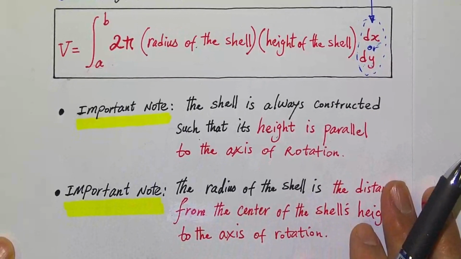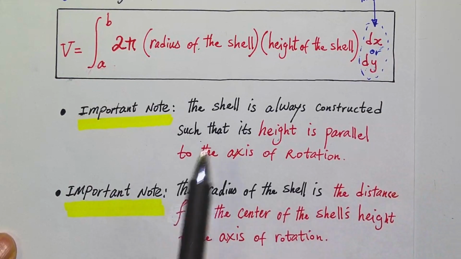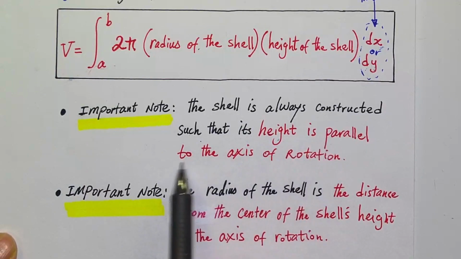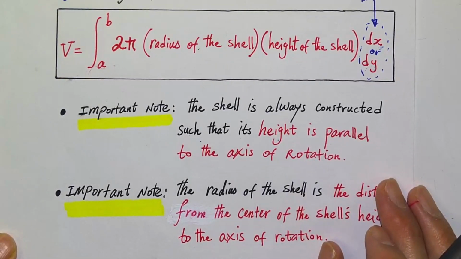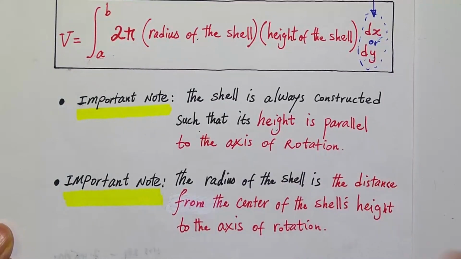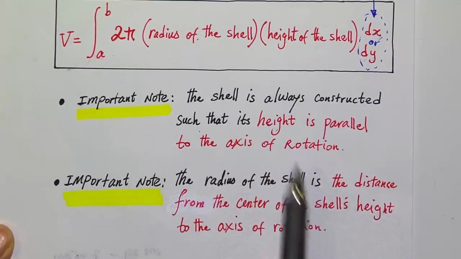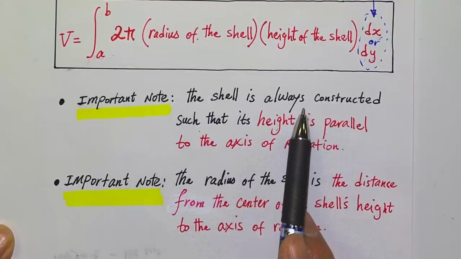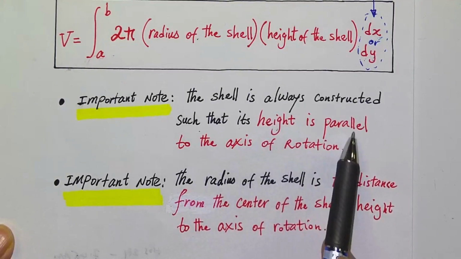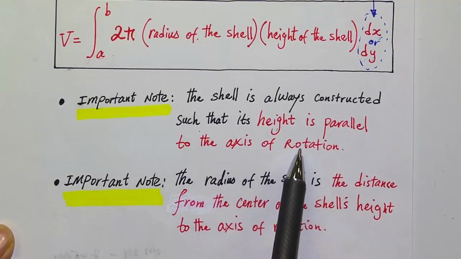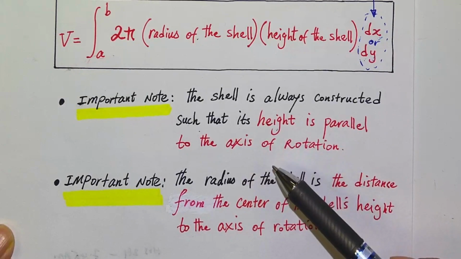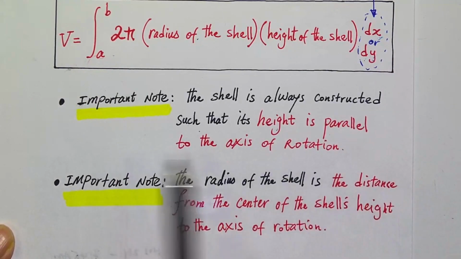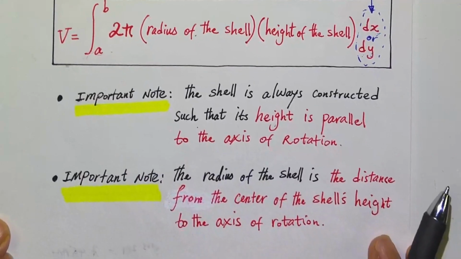Now, there are a couple of important notes that we have to be aware of right from the outset. First, the shell is always constructed such that its height is parallel to the axis of rotation. Remembering this helps us a lot in determining how the integration should happen. The limits of integration and the radius of the shell all depend on the construction of the shell. So if the axis of rotation is y, then the shell has to be constructed such that its height is parallel to the y-axis.